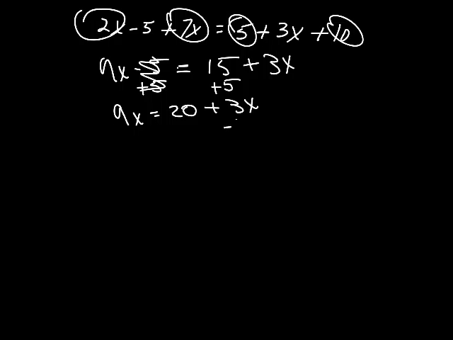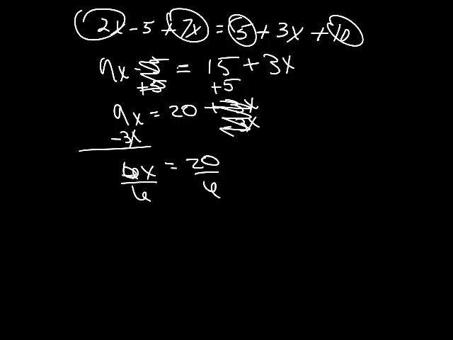Let's get the 3x over to the other side. 9x minus 3x is 6x. 20, and that goes away because those end up being 0. Then we divide by 6, that goes away. So we have 20 over 6, or 10 over 3 for our answer there.